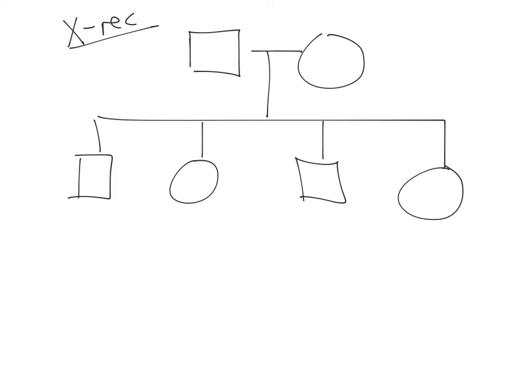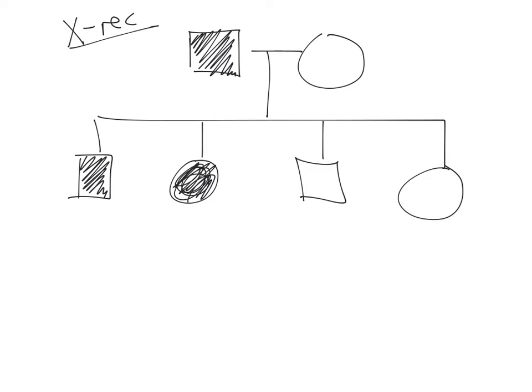What's true of recessive pedigrees, generally speaking? If I show you a pedigree, what's the first thing to look at to diagnose a recessive pedigree? Okay, does it skip a generation? So let's do one that breaks the rules. Is this a possible inheritance pattern of an X-linked recessive trait?